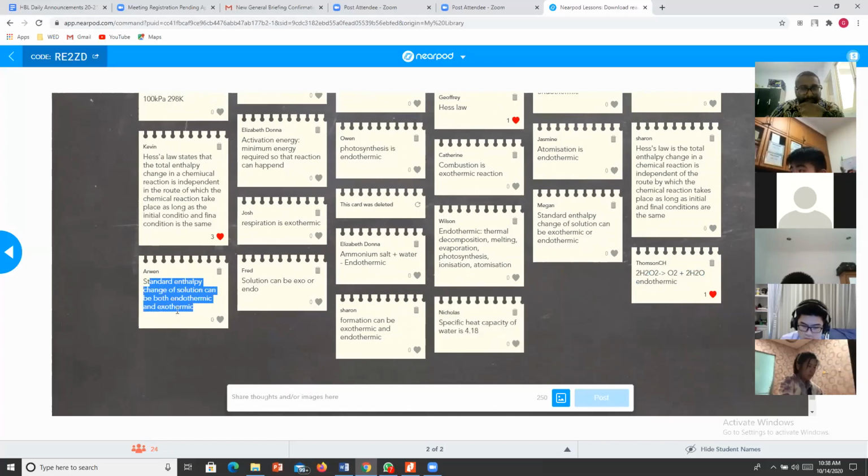Standard enthalpy of solution can be both. Solution can be both. Okay, formation can be both. Specific heat capacity is 4.18. Okay, good.